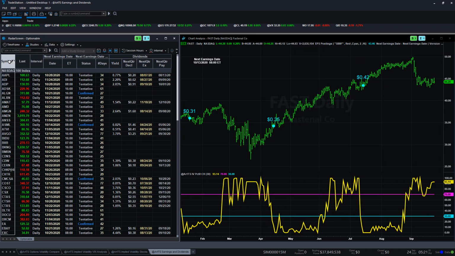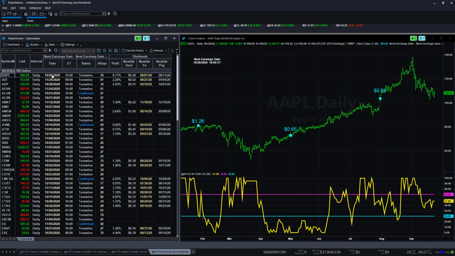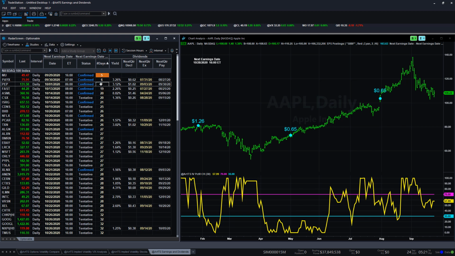So here in Radar Screen, I can sort by any of the columns. Here I'm sorting by symbol now. And so I can see that Apple is going to have an earnings date on the 28th of October in the afternoon. It's tentative. That's 34 days out. If I sort on the number of days here, I can see which stock in my list is closest. And again, I can add up to 1,000 symbols here in Radar Screen. But typically, I'm looking at the symbols that I trade the most. They're usually high volume, more liquid kind of stocks.